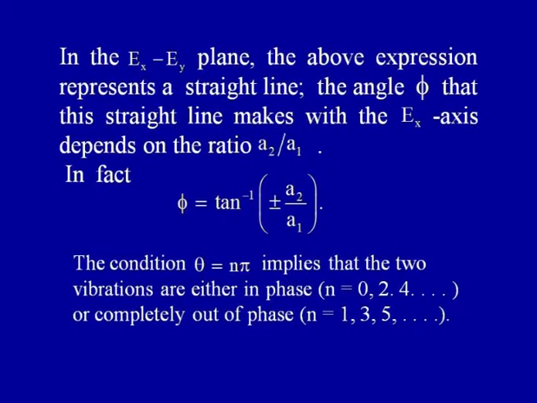The condition theta equal to n pi implies that the two vibrations are either in phase if n is even, 0, 2, 4, which means theta is equal to 0, or a phase difference of 2 pi, 4 pi, 6 pi, or completely out of phase, which means n is equal to 1, 3, 5. The phase difference theta is equal to 1 pi, 3 pi, 5 pi, like this. This means a phase difference of half a vibration or 3 half vibrations or 5 half vibrations.